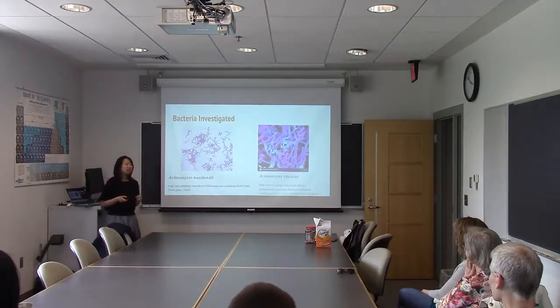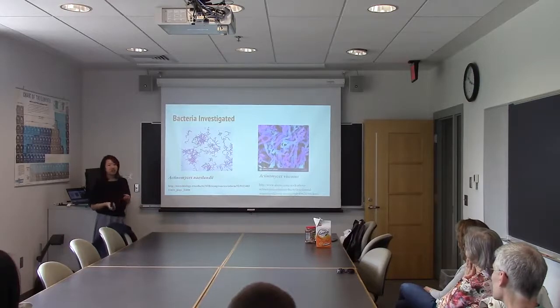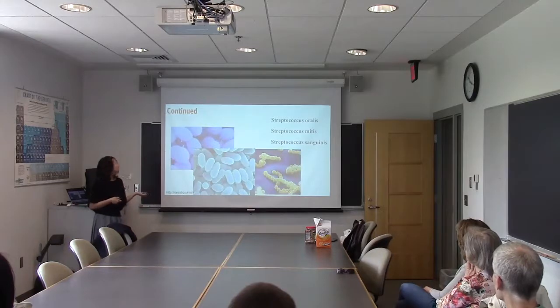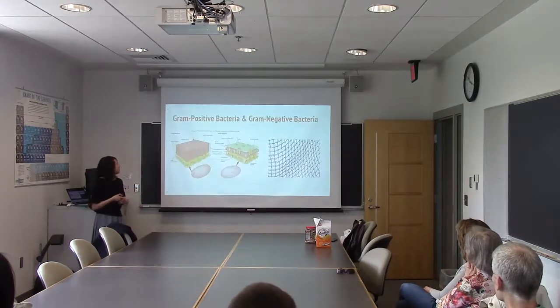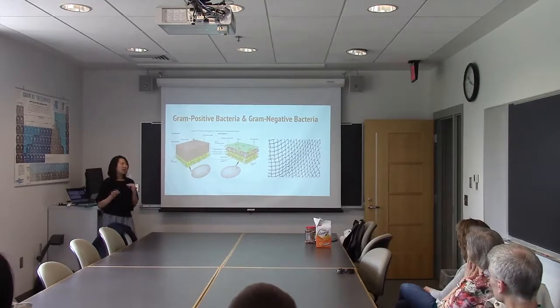So what bacteria did they investigate? They mainly investigated Actinomyces and mutans. These two are both gram-positive bacteria. They are present in high numbers in our cavity, and are all shown to be related to periodontal diseases. Here are other gram-positive bacteria. So what's gram-positive bacteria? There are gram-positive and gram-negative bacteria, and they differ from each other in their cytoplasmic membrane.